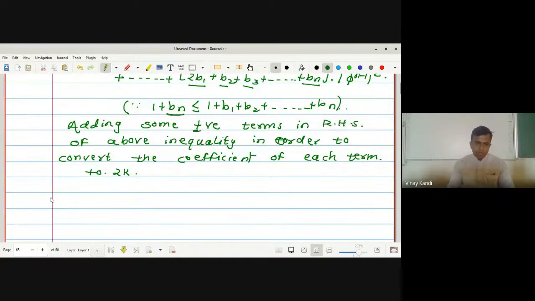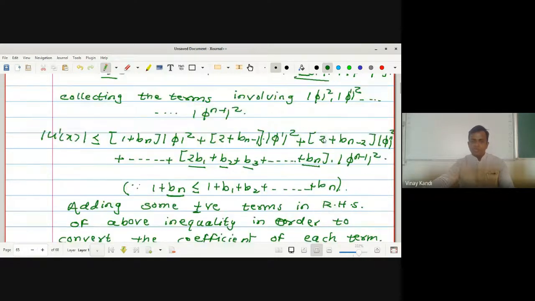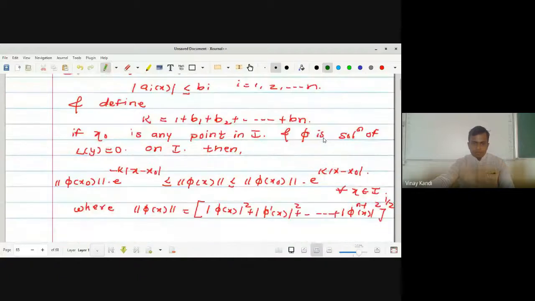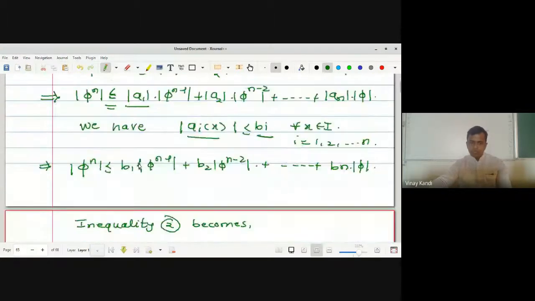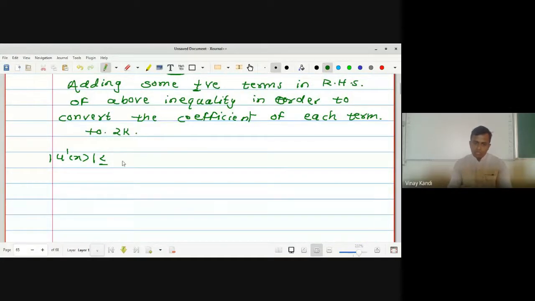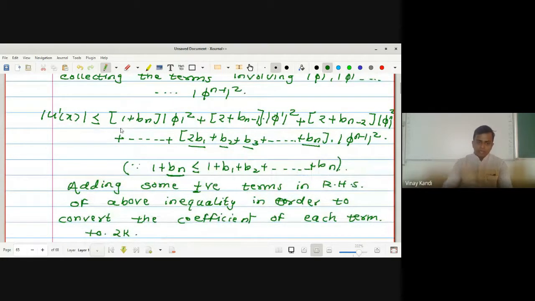So hence we get mod of u dash of x is less than or equal to, okay, this term, what will it be? 1 plus b1 plus b2 up to bn, this has to be converted. So what is this term? k. Okay, so this is the k. So here we get 2 into k into mod of phi square plus 2 into k into mod of phi dash square. Okay, any doubt? I have converted this term into 2k. I have converted this term into 2k by adding some positive terms, that is, some non-negative terms. So there is no effect on this inequality sign.